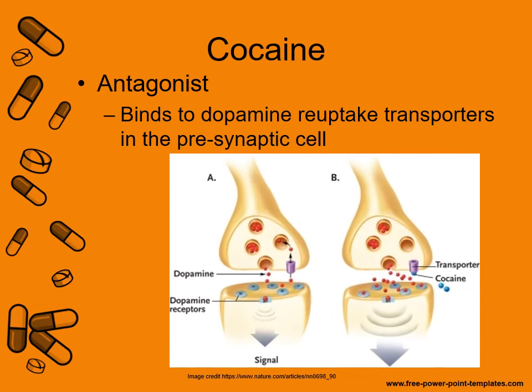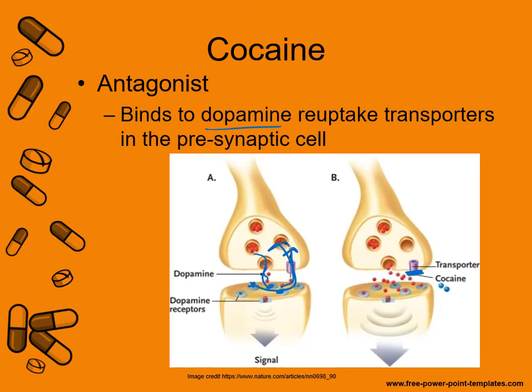Cocaine is also a stimulant, but it is an antagonist. So that dopamine is going to be released. Voila, it binds. And then what should happen is that dopamine gets sucked back up into the cell, recycled and used again. What cocaine does is it blocks that uptake of the dopamine. So we should have dopamine bind, feel happy, dopamine goes away.